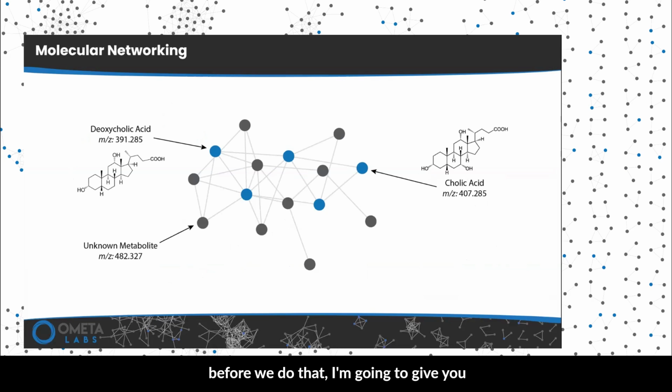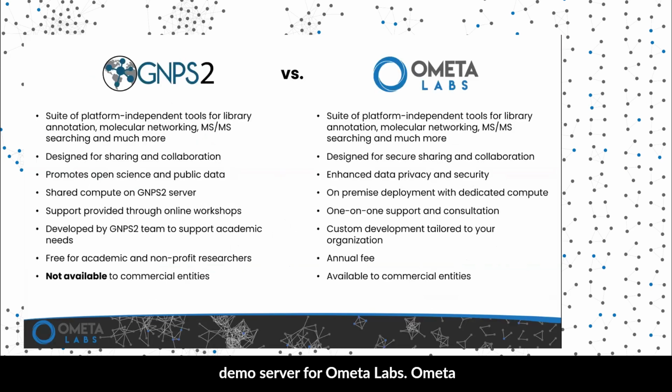But before we do that, I'm going to give you a little bit of background information about the platform we're going to be using today. Today we'll be on the demo server for Ometa Labs. Ometa Labs is the commercial version of GNPS, which is now GNPS2. GNPS was the original molecular networking platform, but now it includes an entire suite of platform-independent tools for untargeted metabolomics analysis. Since GNPS was designed for academics, it's designed for sharing, collaboration, open science, and public data.